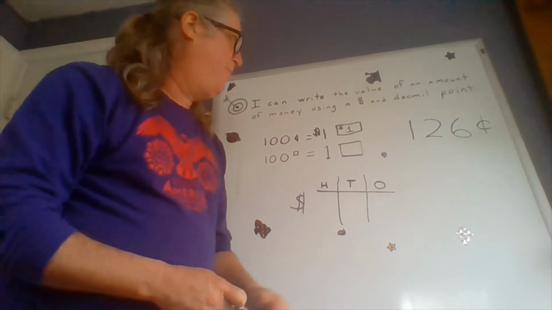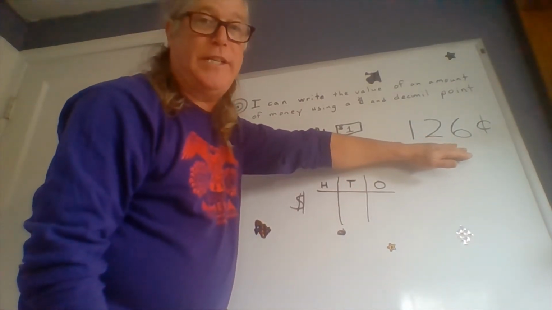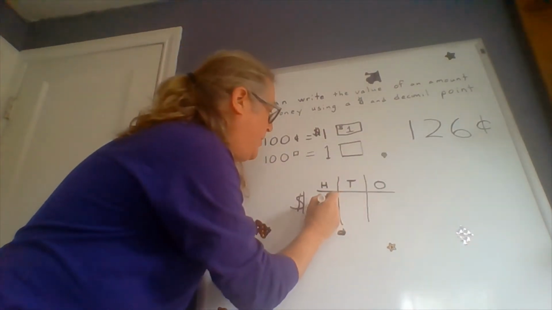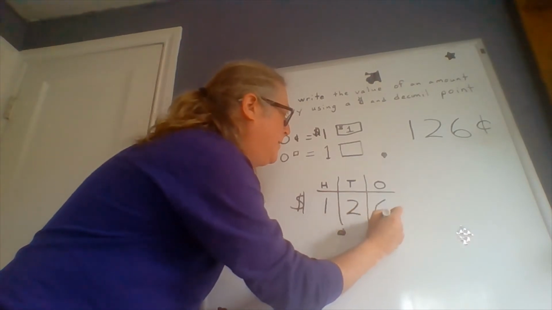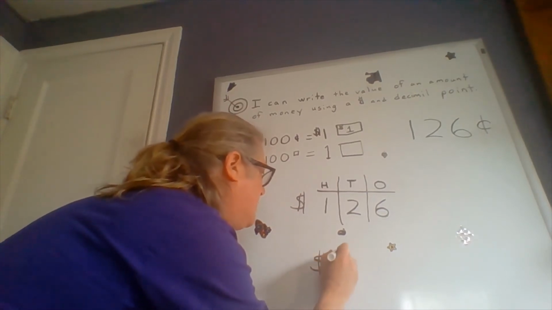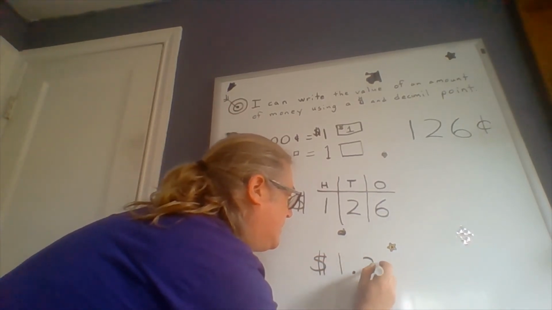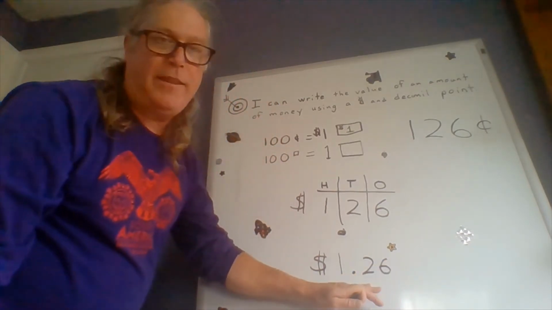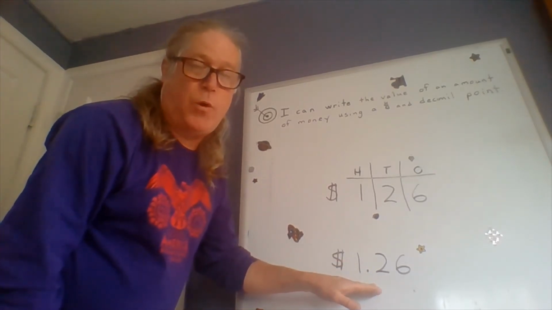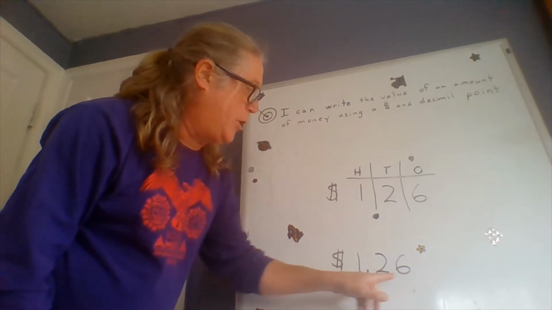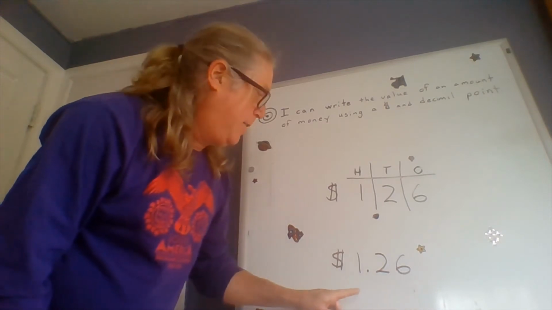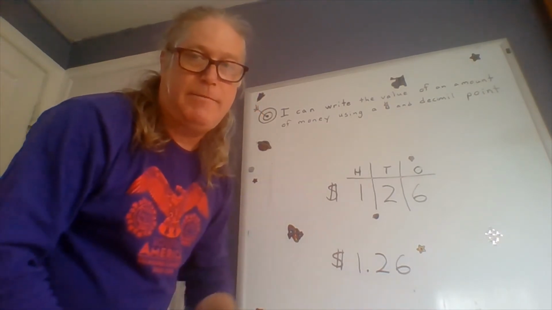Okay, so I've counted a group of coins and I had 126 cents. Let's take this value and write it on our hundreds mat. Hundreds go in the hundreds, 20 in the tens, 6 in the ones. If we write it off of the hundreds mat, we write it like this. We have a dollar, so the total value would be $1.26. And I want you to remember that when you use the dollar sign and the decimal point, you do not need to use the cent sign anymore. The decimal will tell us that these are the cents.